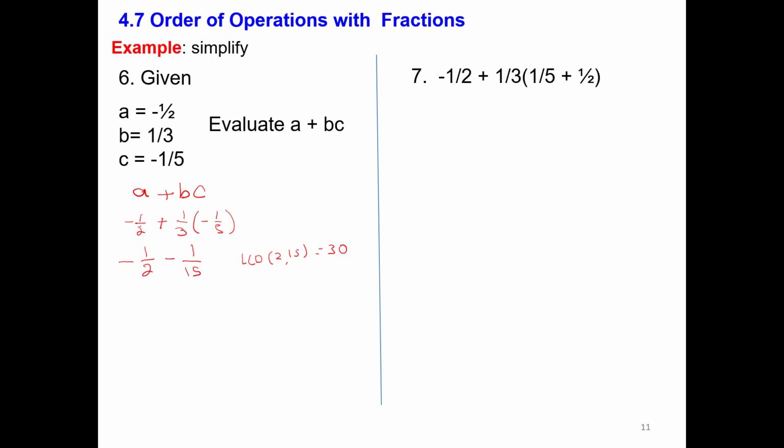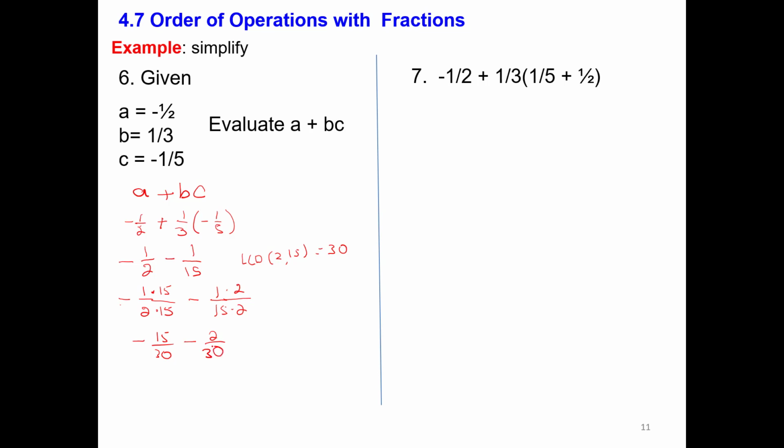The LCD is 30. Then we need to multiply the first fraction by 15 to get 30 as the denominator. If we multiply the bottom by 15, we need to multiply the top by 15. And the second fraction, we need to multiply by 2 to get 30 as the denominator, and we do the same on top. Let's multiply these numbers: 1 times 15 is negative 15 over 30, and minus 1 times 2 is 2 over 30.